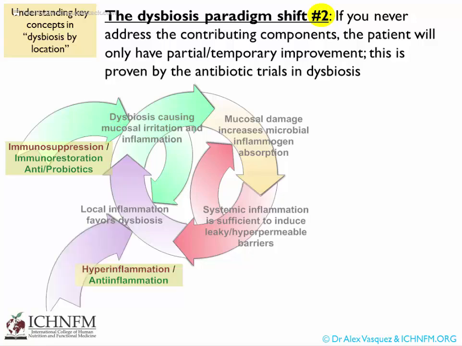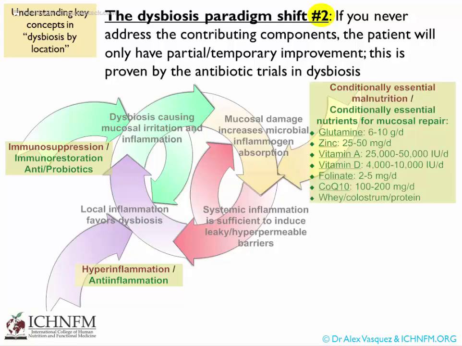Then for the inflammatory response, which is a hyperinflammatory response, we of course can use anti-inflammatory diet and nutritional vitamin and botanical protocols. And to address the mucosal damage and the increased absorption of these inflammagens, we can use nutrients such as glutamine, zinc, vitamin A, vitamin D, folic acid in the form of either folinic acid or methylfolate, CoQ10, and bovine colostrum or whey protein isolate. All of these have been shown in clinical studies with humans to help promote the repair of mucosal tissues. So we can use these nutrients as a mucosal repair protocol, so to speak, and that's actually part of our overall strategy for addressing dysbiosis in numerous locations.